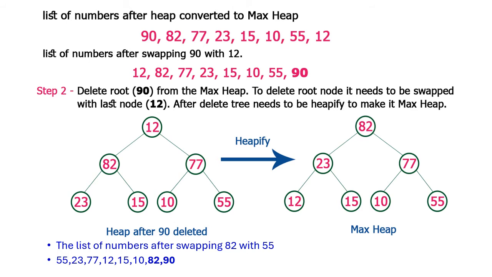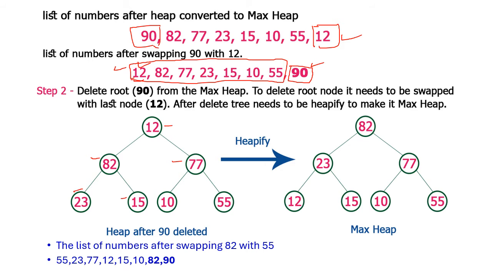After that, the maximum value should be swapped with the last value in the array. See, now 90 is placed in its right position, 12 is here. With these values, we have to construct the binary tree now: 12, 82, 77, 23, 15, 10 and 55. So 90 is deleted from the tree. That is the heap after 90 is deleted.